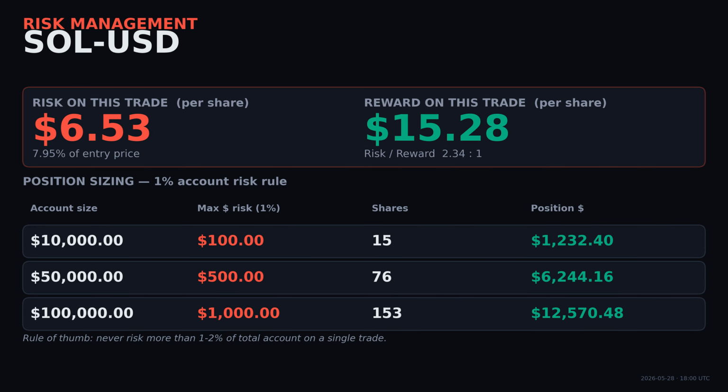Now this is the slide nobody on YouTube actually talks about, risk management. On screen, you see the dollar risk per share, the dollar reward per share, and a position sizing table built around the 1% rule. The rule is dead simple. Never risk more than 1% of your total account on a single trade. So if you've got a $10,000 account, you're risking $100 max, and that decides the share count, not your gut feel. Get this right, and you can be wrong 10 times in a row and still be in the game. Get it wrong, and one bad trade can take you out.